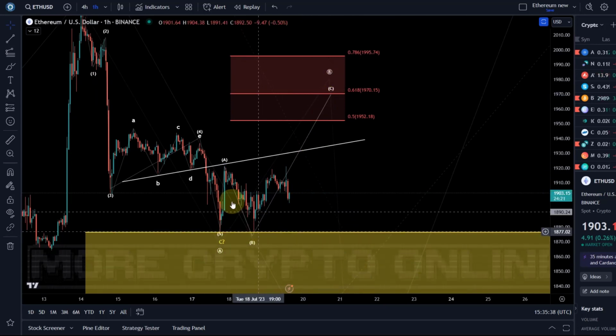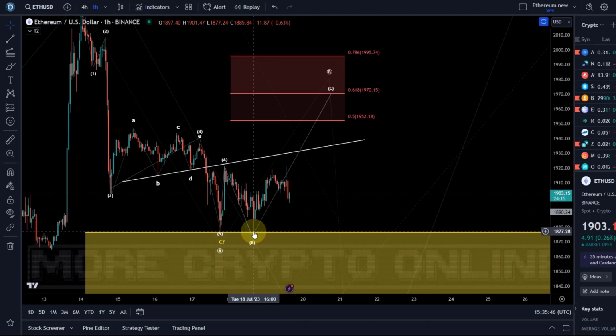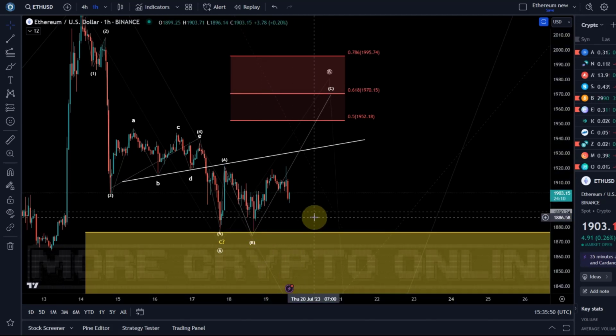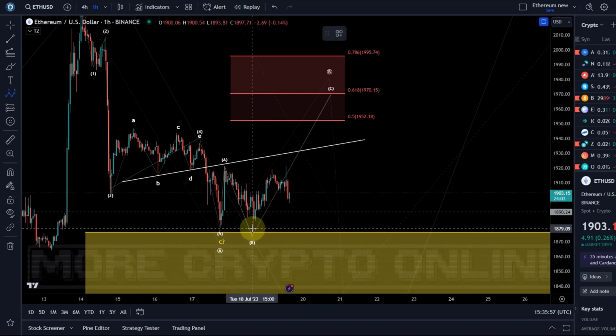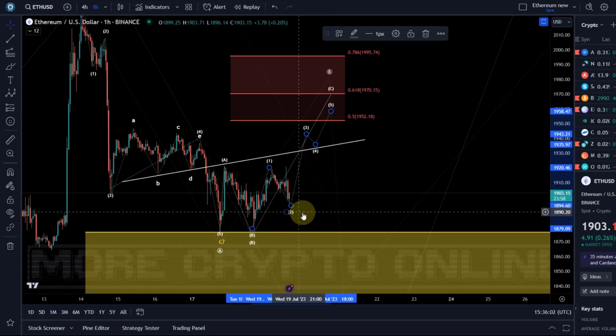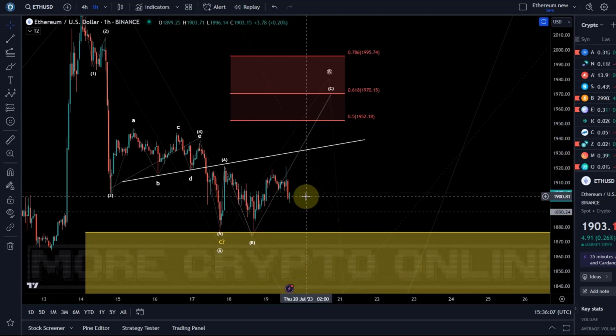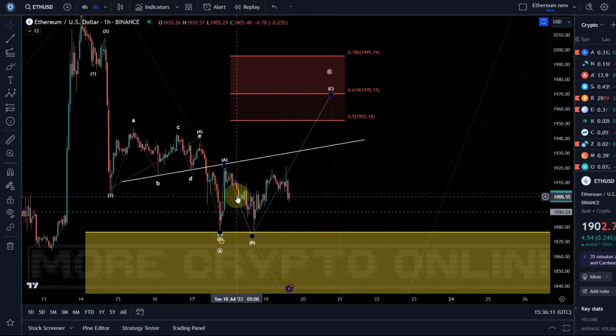Obviously, the condition for this particular wave count on the lower time frame and lower degree to work out is that Ethereum must hold yesterday's low at around 1876, because then we could follow through in a C wave. The C wave is a 5-wave move. Wave 1, 2, 3, 4, 5. Ideally like that, okay?